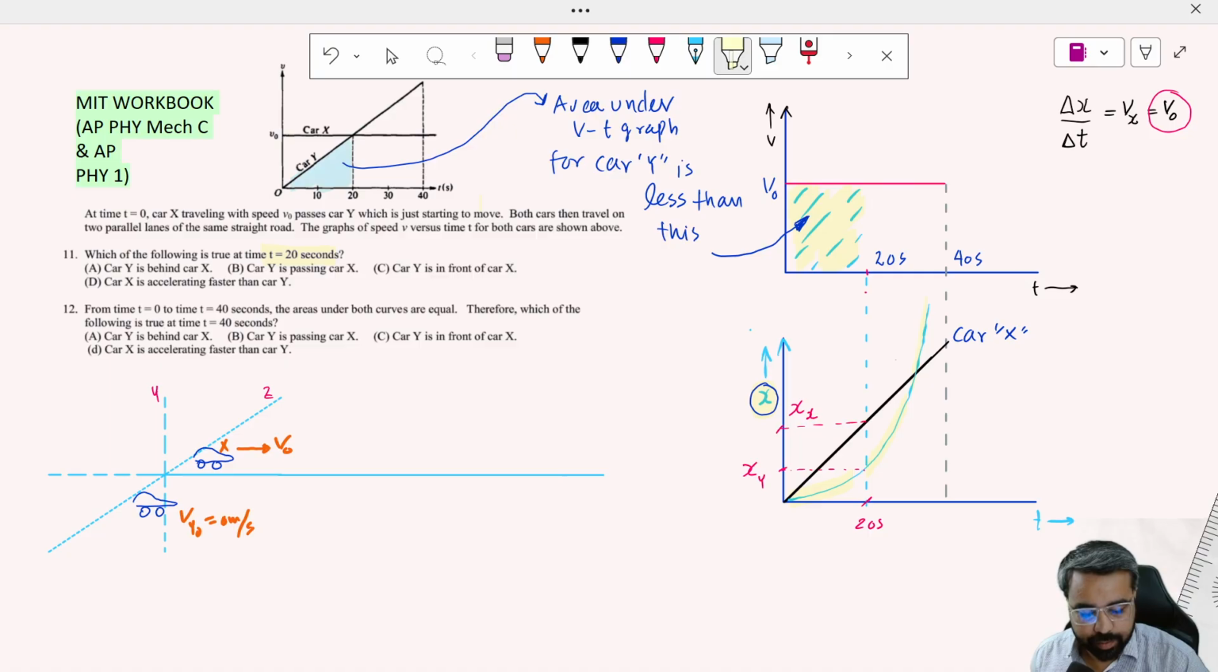For better understanding, I have clearly mentioned it in this line. So this is method one, and the second method I told you is that you can see exactly at the 20th second which has more position. Of course car X has covered more displacement from the origin. So the right answer for this question should be option A.